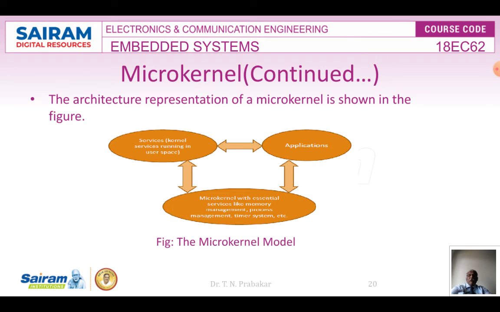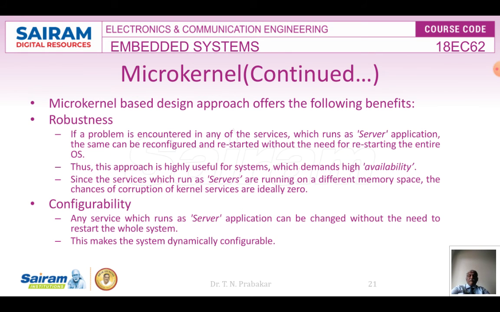Again, let me repeat: in the microkernel, only the essential system services will be available in the RAM or in the kernel space, and the other auxiliary services, the non-priority oriented services, will be available in some part of user space along with the applications.